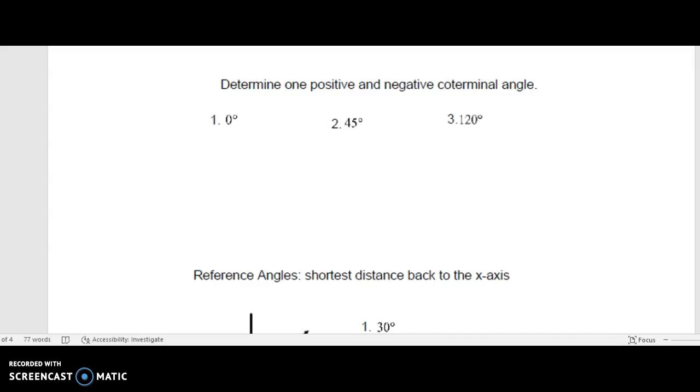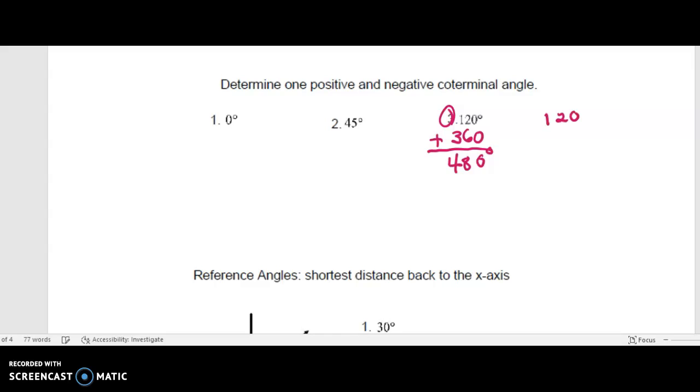So let's do that. Determine one positive and one negative coterminal angle. Let's just do number 3. So I'm going to take 120 and add 360 to it. So a 120 and a 480 start in the same place and they end in the same place.